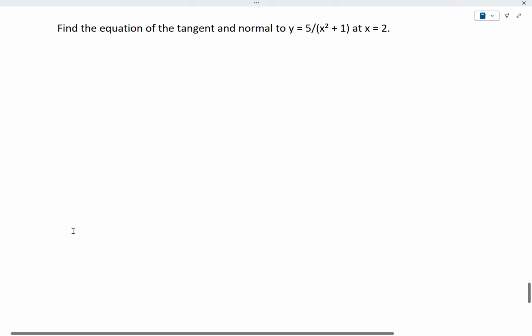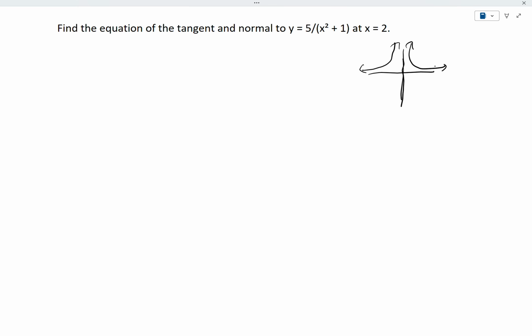In this video, we're going to be finding the equation of the tangent and the normal line to the curve y is equal to 5 all over x squared plus 1. And we're looking at the tangent and normal at x is equal to 2. So this curve is going to kind of look like, I don't know, maybe something like this.